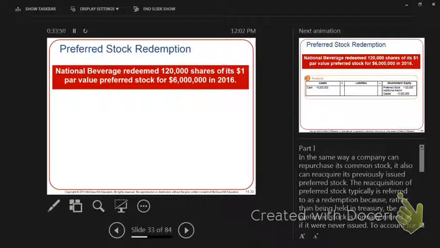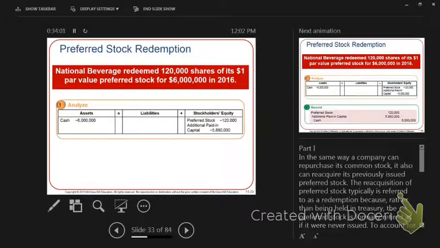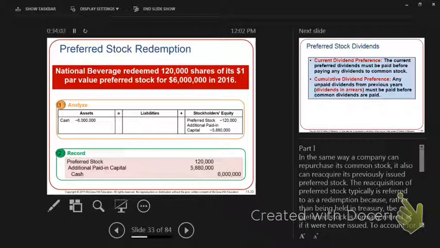All right. So this one says National Beverage redeemed 120,000 shares of its $1 preferred stock for $6 million. What they're talking about there is they bought it back. They redeemed the stock. They bought it back. So what happens? Preferred stock, additional paid-in capital, and cash. Same thing, but it stays preferred stock. It's not treasury stock. It's bought back in.